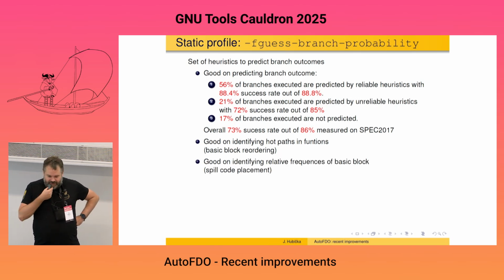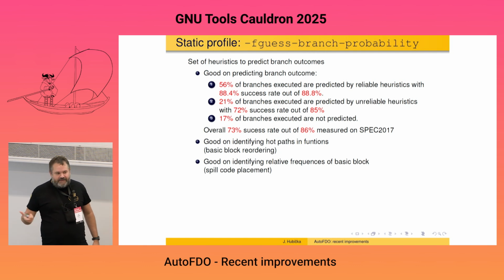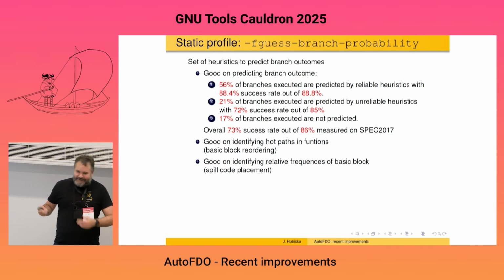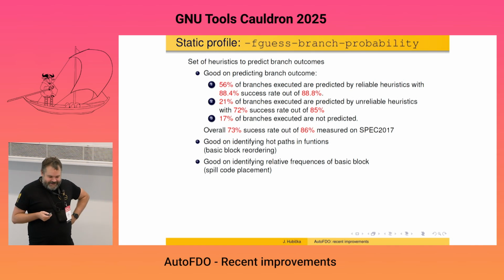What it is also good at is guessing the relative frequencies of the basic blocks. So for example, if you want to do code placement, it's not that bad at it. Because basically it guesses correctly that if code is inside of the loop, it's likely to be hot. If it's outside of the loop, it's likely to be cold. That's not such a big magic.